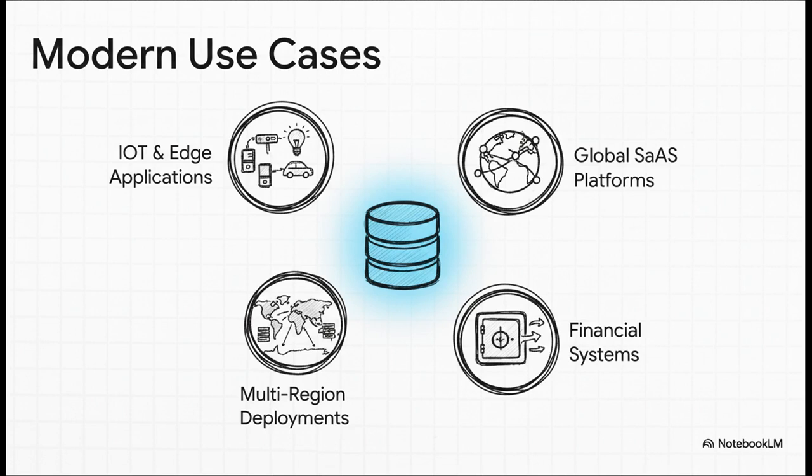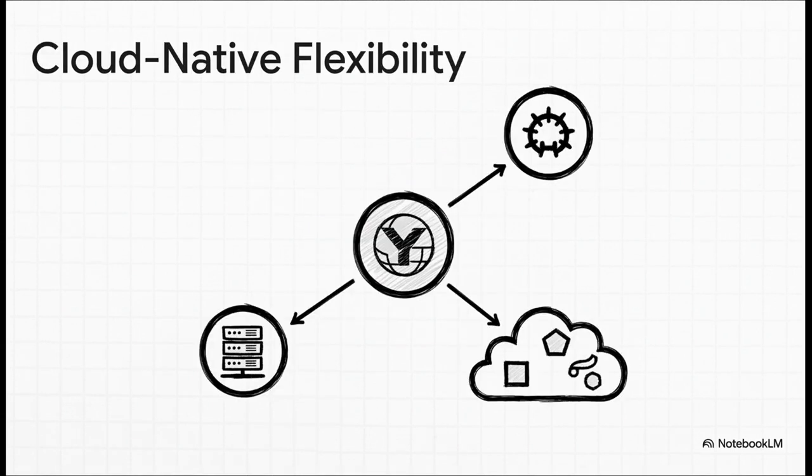Global SaaS platforms that need to serve users in Sydney and London with the exact same low latency. Financial systems that simply cannot, under any circumstances, lose a transaction. Internet of Things applications pulling in data from millions of devices. All of these require a database that is spread out geographically, is always available, and is super consistent. And that's the thing. YugabyteDB was born for this modern cloud-native world.